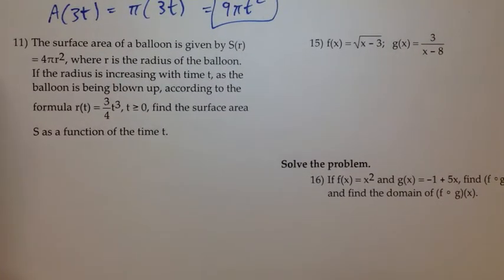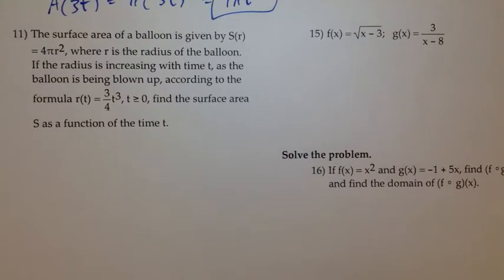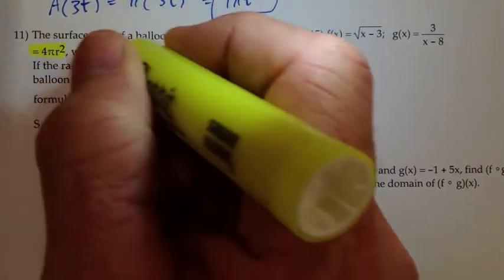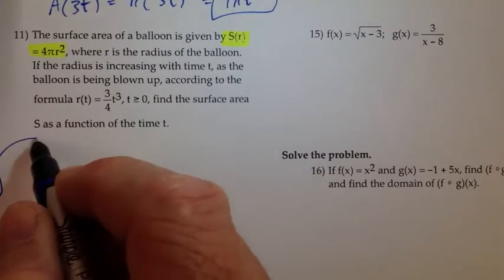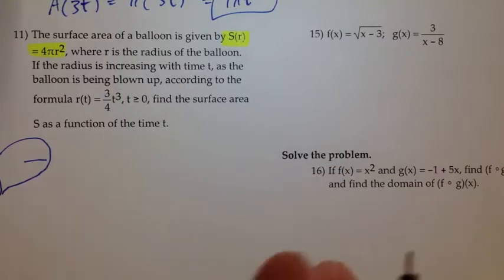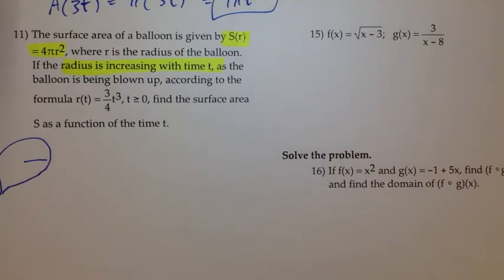Nevertheless, number 11. See if you can do this one on your own. You haven't seen this one yet. Surface area of the balloon is given by, so you should have already paused the video now. We've got surface area of a balloon dependent upon the radius. If you've got a balloon and you're blowing it up, as the radius of the balloon increases, so does the surface area of the balloon. If the radius is increasing with time t, so you're blowing up the balloon.